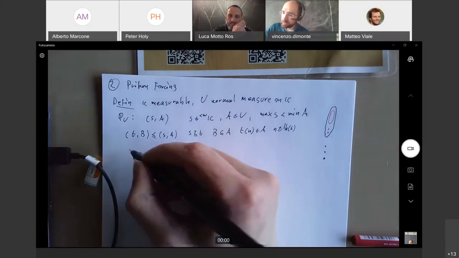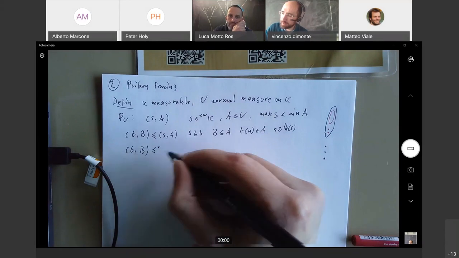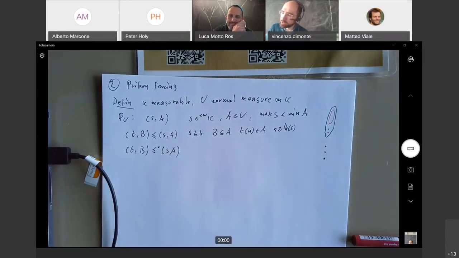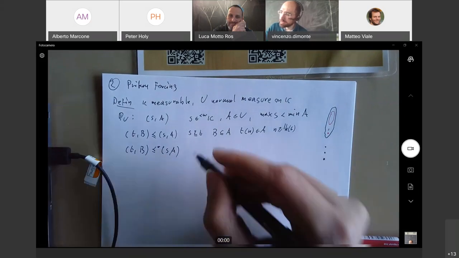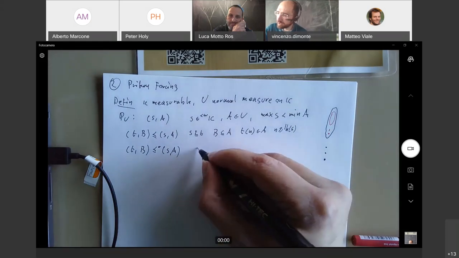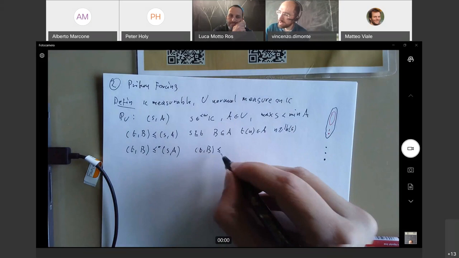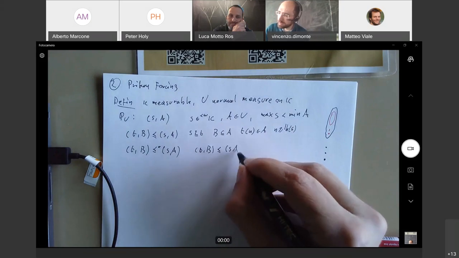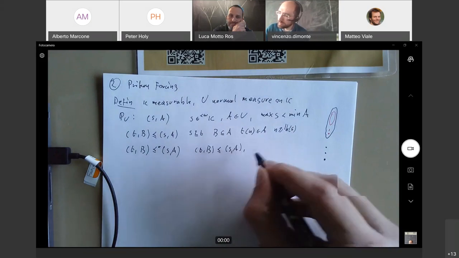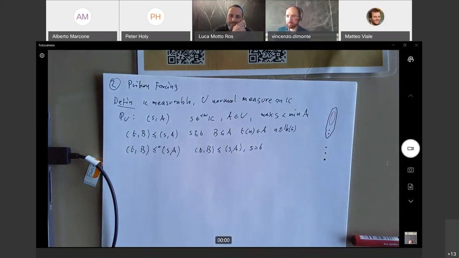And there is an accessory order here with the star. This is stricter. For this, we put the asterisk here when we don't enlarge the initial sequence. So we just shrink the measure one set without extending.